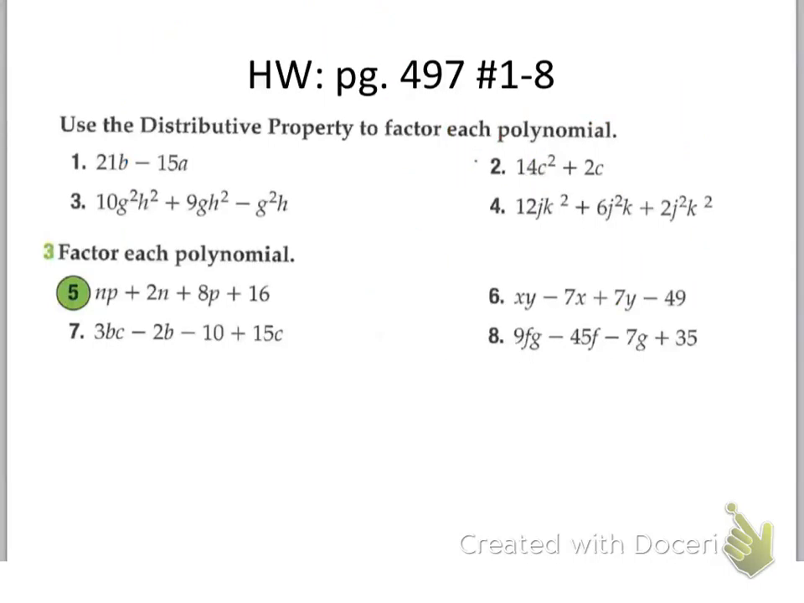All right, let's try some homework. 1 through 8 all. Good luck. The second half is where you're going to group them. The first half is where you're going to divide by the GCF to everything. Make sure you can see the difference so that when you get to a quiz or a test, you understand the difference.